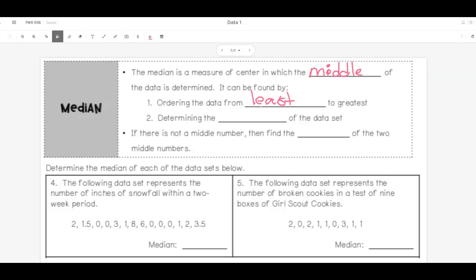If you don't reorder your data from least to greatest, your answer is going to be wrong. So when we find median, we have to order them from least to greatest, and then determine the middle of the data set. Median in the middle. If there's not a middle number, then you have to find the average or the mean.